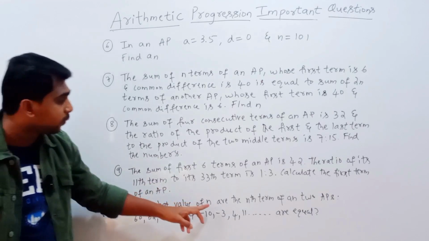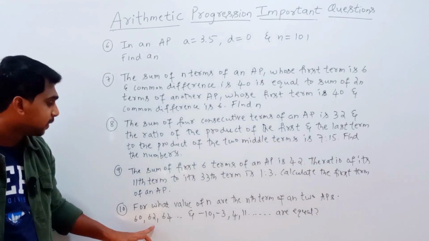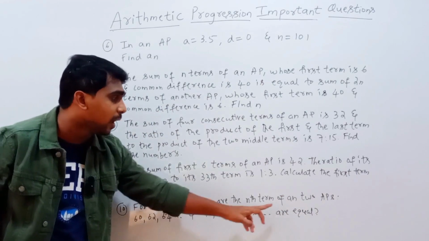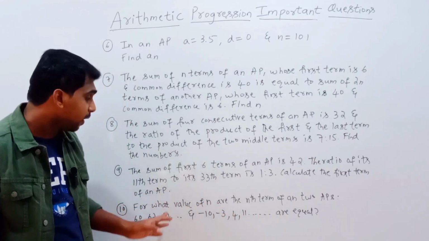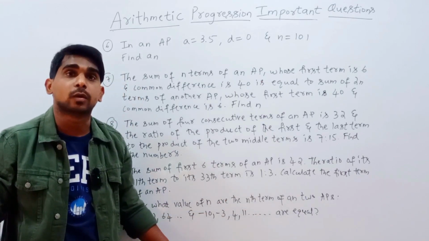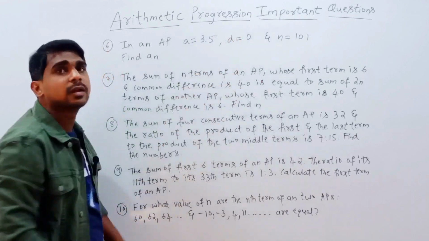For what value of n are the nth terms of the 2 APs 60, 62, 64 and -10, -3, 4, 11 equal? Here they are given 2 APs. We have to find the n value for which both the AP terms are equal. These are the 10 arithmetic progression important questions.